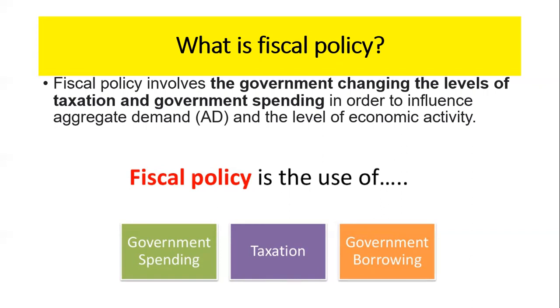So fiscal policy is the use of government spending, taxation, and also government borrowing. Government borrowing and taxation are the main flows of income or revenue coming into an economy, and then governments must decide how they spend that money to the benefit and service of the people within the economy.